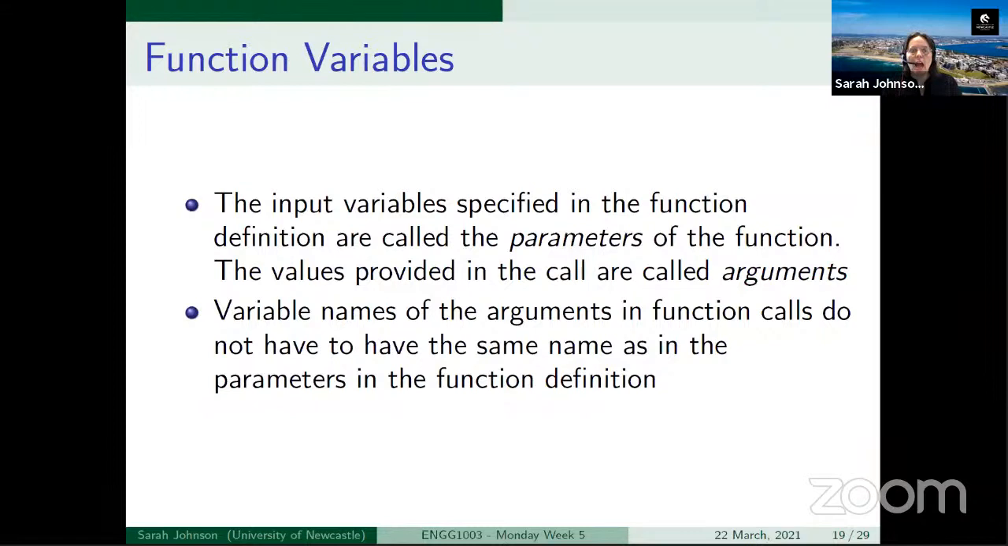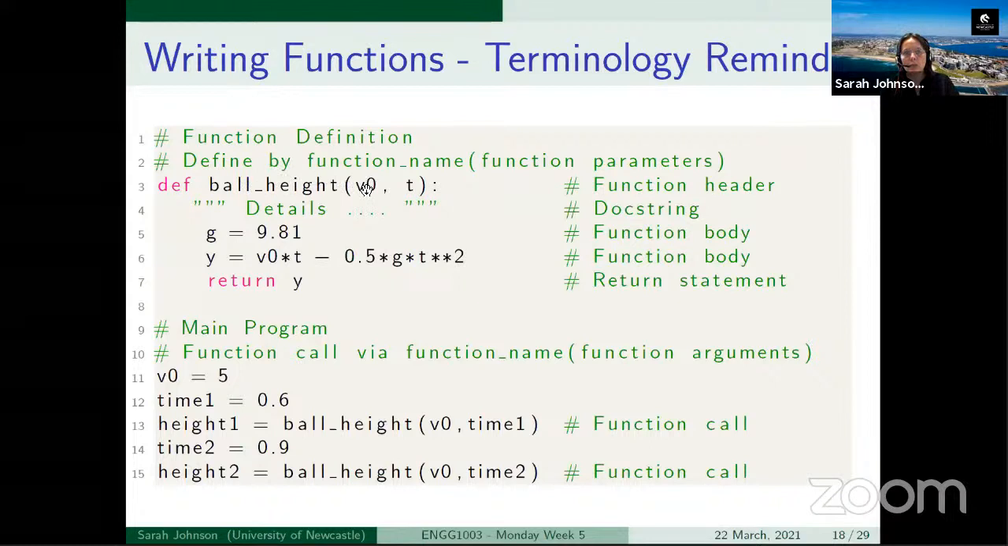Another good point: the variable names of the arguments in a function call do not have to have the same name as the definition. For example, in the definition we had v0 and t. And in the arguments, we've passed in a variable v0 that happens to have the same name as the function parameter. But as we saw earlier, they're actually two separate variables. There's a v0 that belongs to the main program, which is completely separate from the v0 that belongs to the function. And because they're separate variables, they don't have to have the same name.